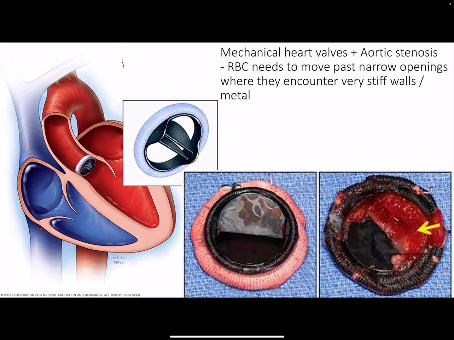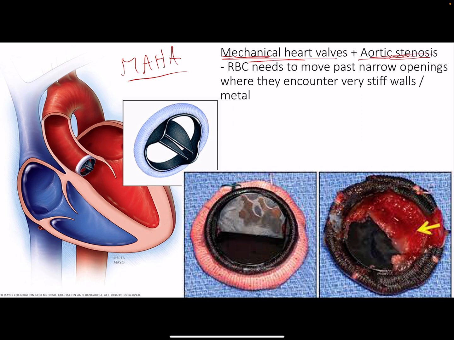Okay, so this is, I don't really know the name for this, but let's call this MAHA, right? Well, didn't we see another MAHA? Yeah, the other MAHA is microangiopathic hemolytic anemia. And this is macroangiopathic hemolytic anemia. Micro versus macro. The other one was in small blood vessels and capillaries. This is in larger areas, probably most commonly a mechanical heart valve and aortic stenosis.